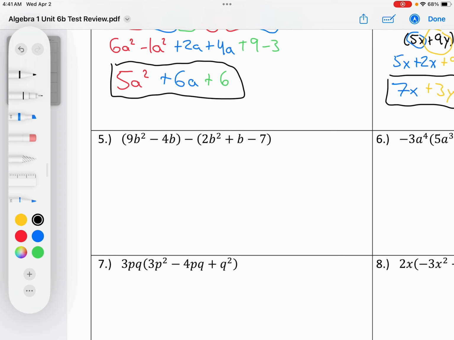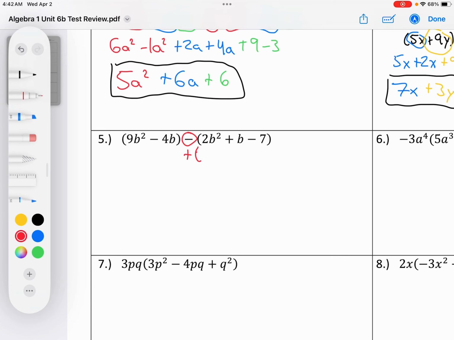Okay, on to number 5. I again see a minus sign in the middle. So we're going to do the same thing we just did on number 4. I'm going to change that minus sign to a plus. And that means that everything after the minus sign, I'm going to make the opposite.